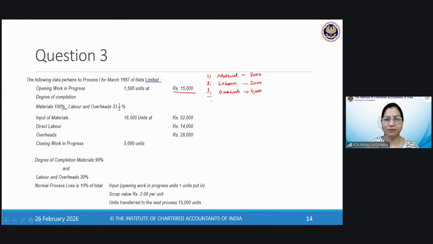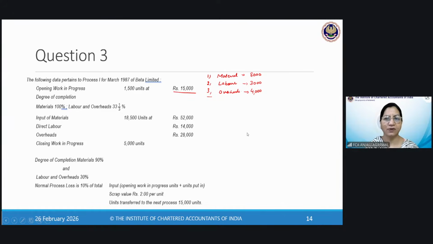So remember that if you are supposed to do the question using weighted average method, the first important thing is that the opening WIP should also be bifurcated into each element of cost. How much is the cost of material? How much is the cost of labor and overheads comprised in this 15,000 rupees? So let's assume it is 8 plus 3, 11, and 4, 15,000. So material, labor and overheads, 8,000, 3,000 and 4,000. And then we continue with the question in the similar fashion like we had done for the FIFO.